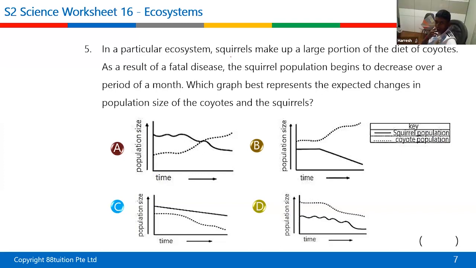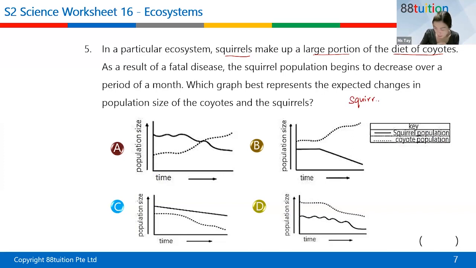Yes, because you read here, be very careful. Squirrels make up a large portion of the diet of the coyote. So the coyote eats the squirrel. It's part of the diet. But you understand now? So if you were to write out the food chain, the squirrel goes into the stomach of the coyote. Then due to a fatal disease, the squirrel population begins to decrease over a period of months.